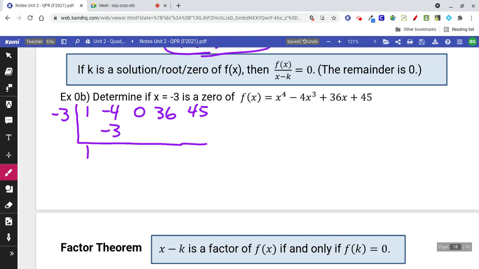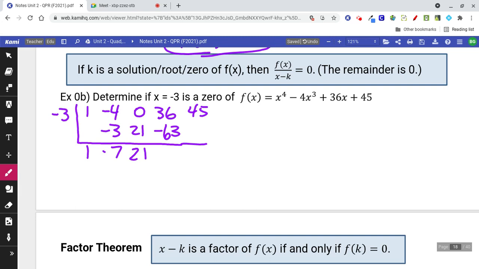Add down, you get 1. Multiply diagonal is -3. Add down -7. Multiply diagonal is 21. Add down is 21. Multiply diagonal is -63. Sometimes you get really gross, ugly numbers, and it's hard to do. Use a calculator if you need to.